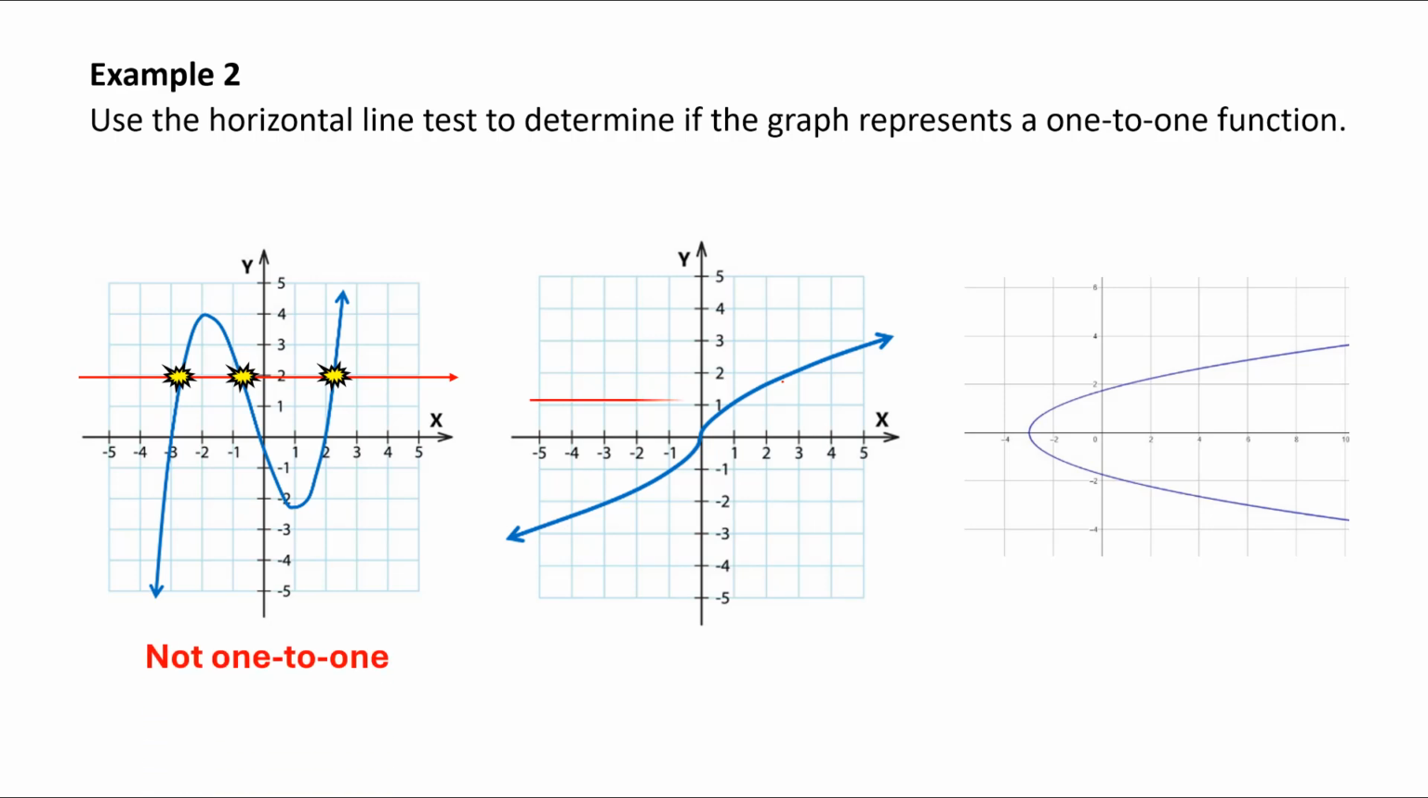Here you have in the middle, when you pass a horizontal line through that function, it only hits it once. So this is a one-to-one function. Put a vertical line through it, it's good. You put a horizontal line through it, it's good. It only hits it once.